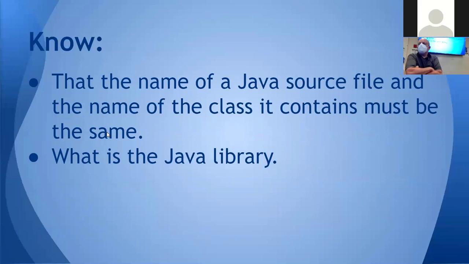Also know that the name of a Java source file and the name of the class it contains must be the same. This is the weirdest thing about Java, that the class name has to match up, capitalization and spelling, with the file name itself. I've never seen that before in any other language. I'm not sure why that's a restriction, but it really messes up a lot of things. It really is quite terrible.